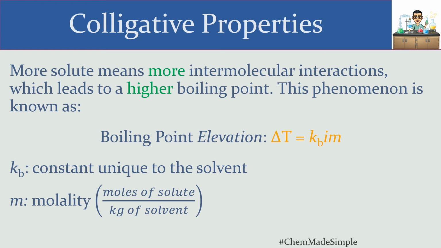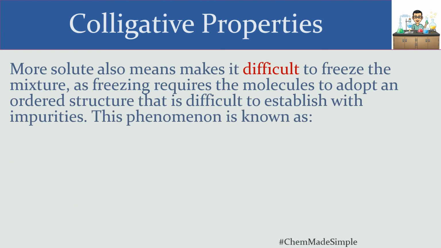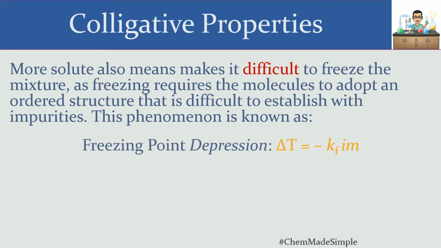Now, what happens to freezing point? More solute makes it difficult to freeze the mixture. The reason for that is, in order to go from liquid to solid, your molecules have to adopt a very specific orientation so that they can lock in and establish those really strong intermolecular forces that are characteristic of a solid. If you have impurities in between, it's almost like the molecules slide over each other, and that makes it difficult to adopt the solid phase. That phenomenon of adding solute and preventing the frozen state from happening is known as freezing point depression.